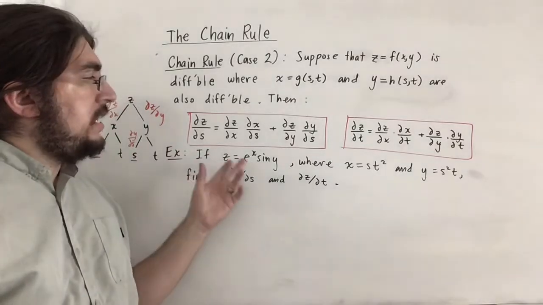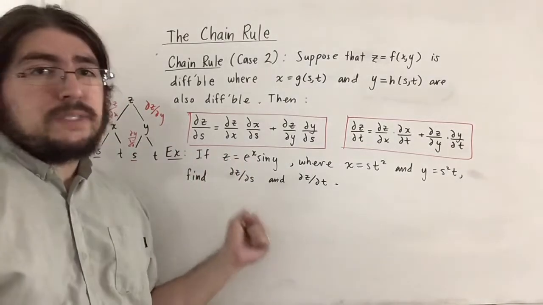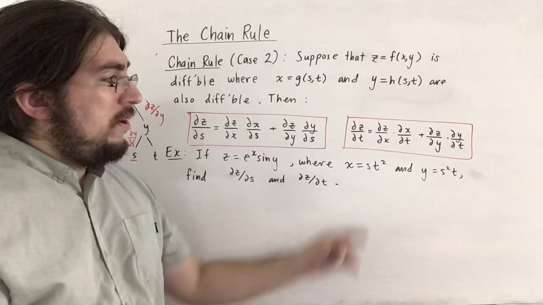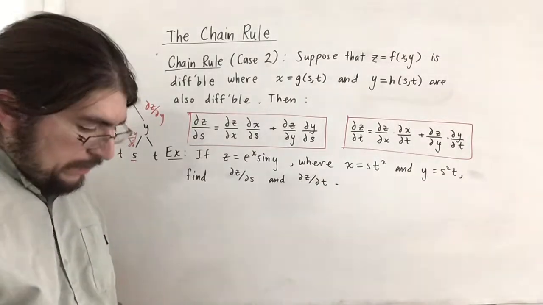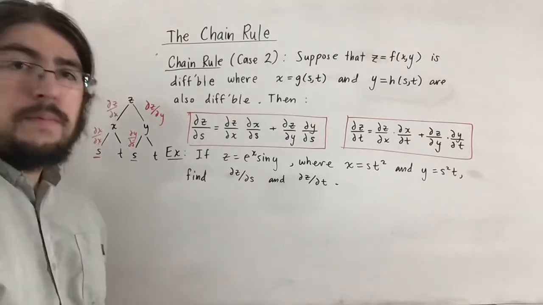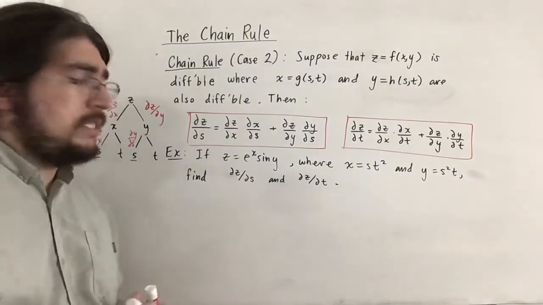So here z is equal to this function e to the x times sine of y, where x is st squared and y is s squared t. Oof, so that's going to be a little bit to think of. But you know what? Here's what I'm going to do. I'm just going to lay all our cards out for a moment.